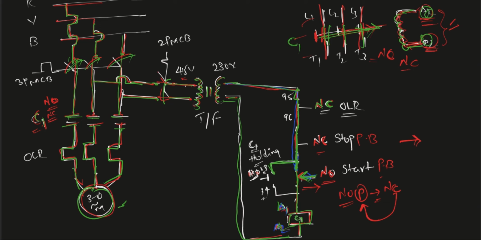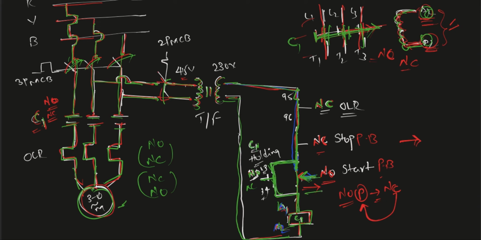Now when C1, C2 get energized, all the terminals interchange. I mean, all the NO contacts change to NC and all the NCs change to NO. You have seen that this plunger is getting pulled back. What was open gets closed, and what was closed gets open. So here we are considering the C1 contactor's NO terminal. This NO changes to NC. When this gets closed, the voltage path flows like this.